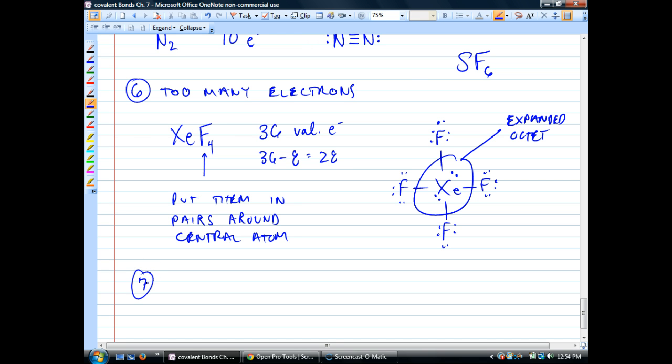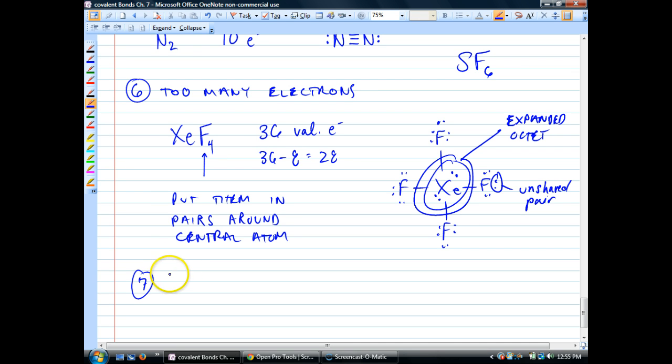Yep. Put them on the central atom as pairs, as unshared pairs. By the way, these are called unshared pairs. Unshared pairs and bonds. Those are the 2 types of electron pairs, unshared pairs and bonds.